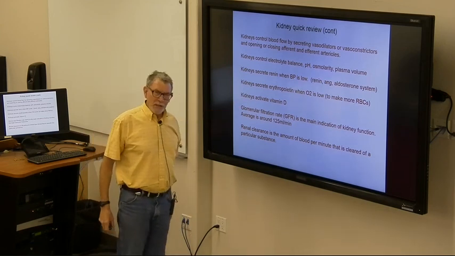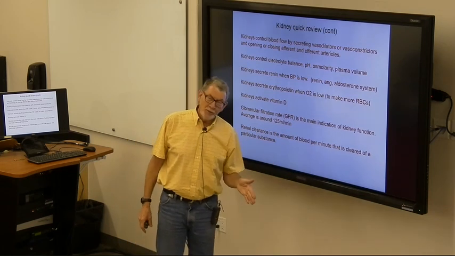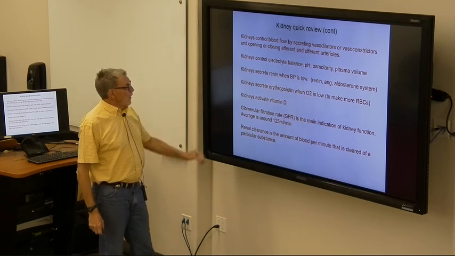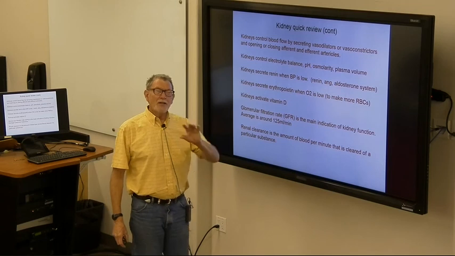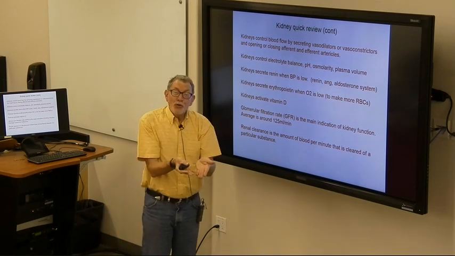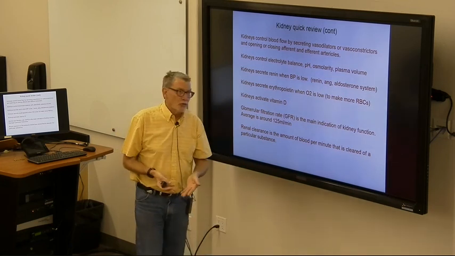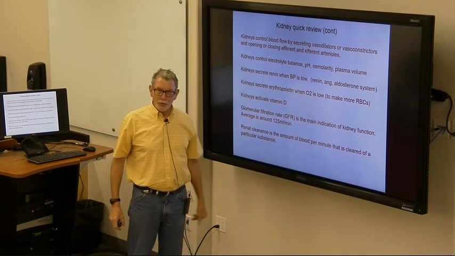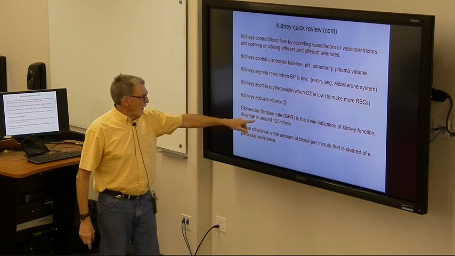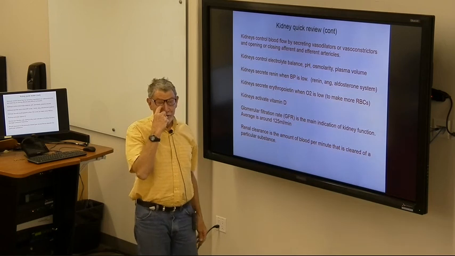Kidneys activate vitamin D. Vitamin D is required for absorption of calcium at the gut. The glomerular filtration rate is the rate at which that blood that's going through is actually producing urine. How many milliliters per minute or how many milliliters per hour is being produced. It's a good indication that your kidneys are working okay. Should be around about 125 milliliters per minute of fluid is produced.